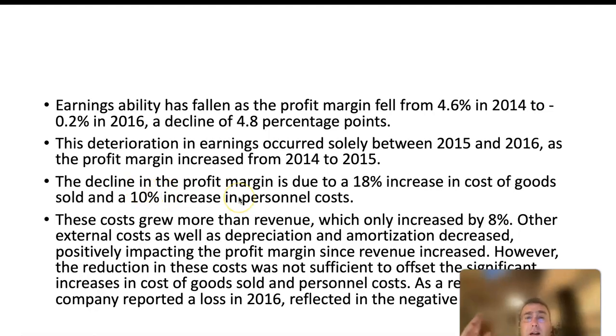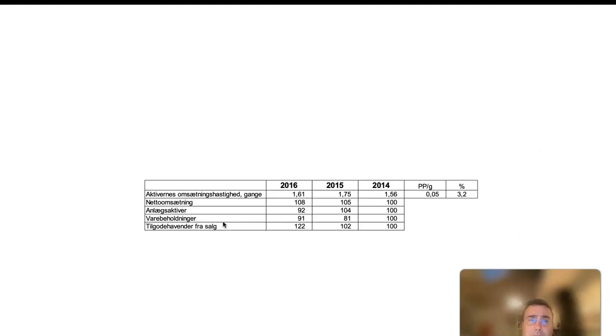The decline in the profit margin is due to an 18% increase in cost of goods sold and a 10% increase in personnel cost. So what you actually do is look into the figures and see how the development is. These costs grew more than the revenue, which only increased by 8%. Other external costs as well as depreciation and amortization decreased, which positively influenced the company. So here you have the difference.